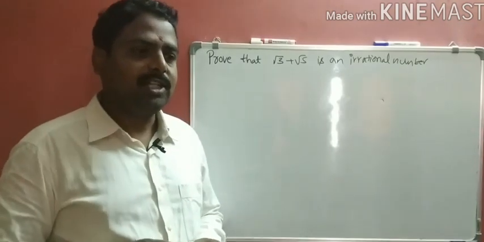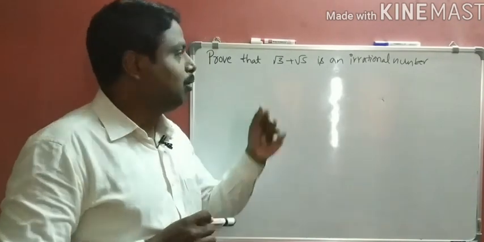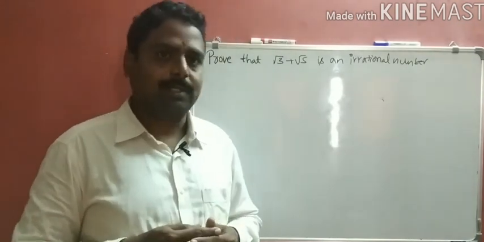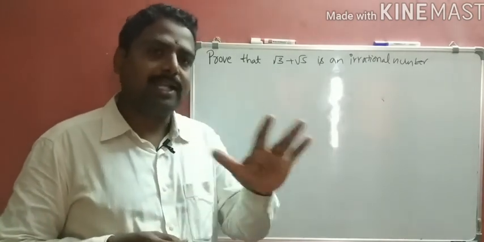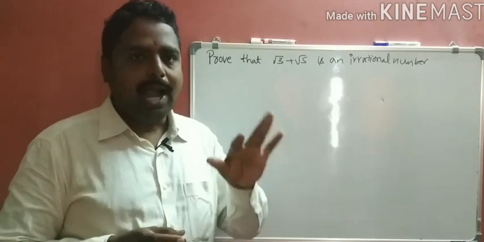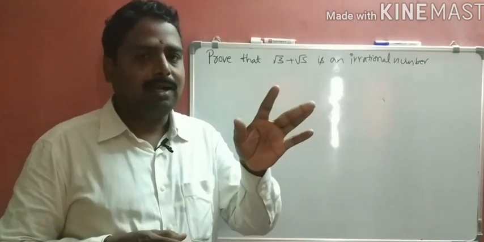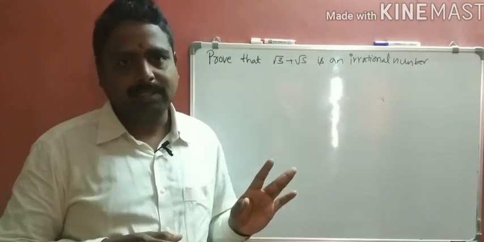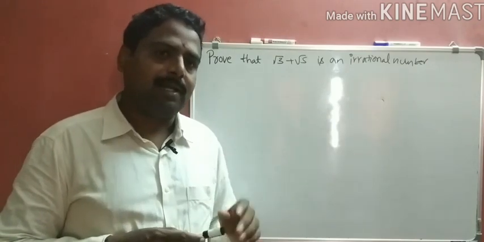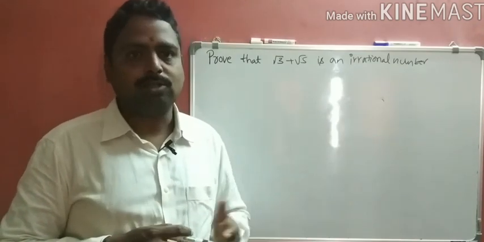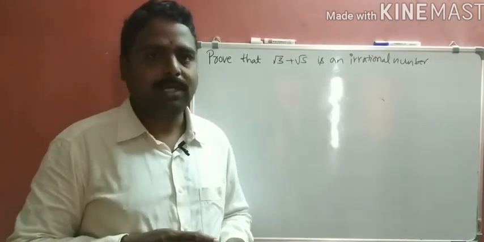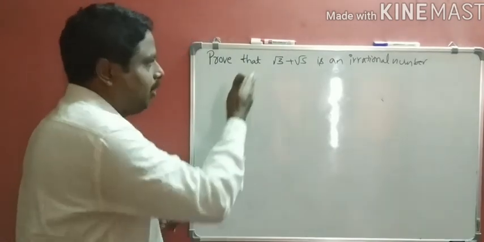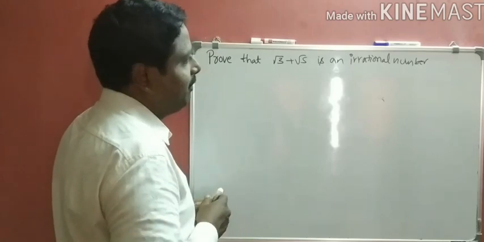Now, let us take another example: root 3 plus root 5 is an irrational number. So, the addition of two irrational numbers is again an irrational number. Understand? The addition of one integer and an irrational number is again an irrational number. It is true for subtraction also. Multiplication of two different irrational numbers, okay, like that we have to do. Now let us take root 3 plus root 5 is an irrational number.